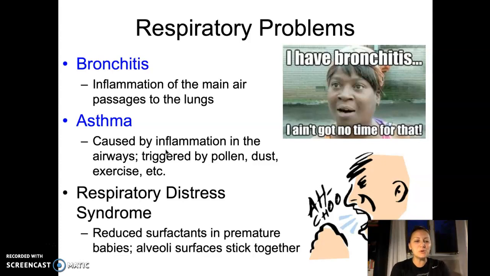And then respiratory distress syndrome. This has to do with babies, prematurely born babies. Those alveolar sacs, have you ever blown up a balloon before? The first time you blow it up is the most difficult, right? And then after that point, every time you try to blow it up, it's a lot easier. Like the stretchiness and everything, it's just easier to blow it up after that point.